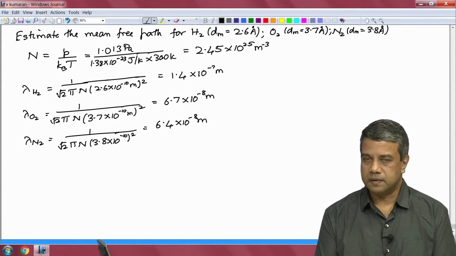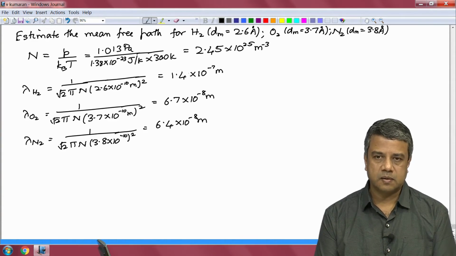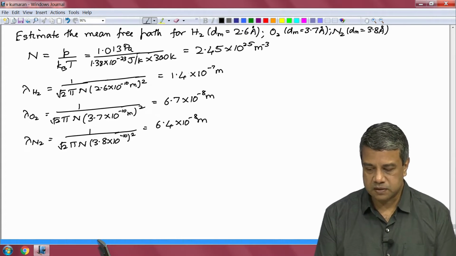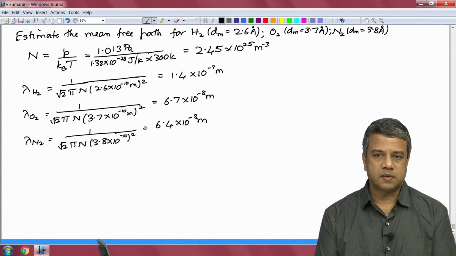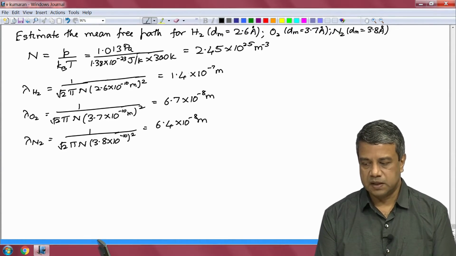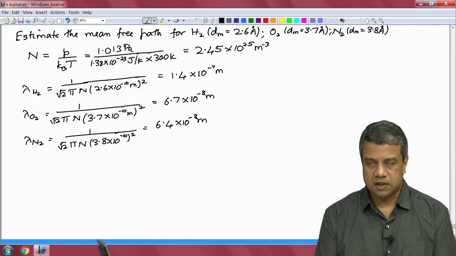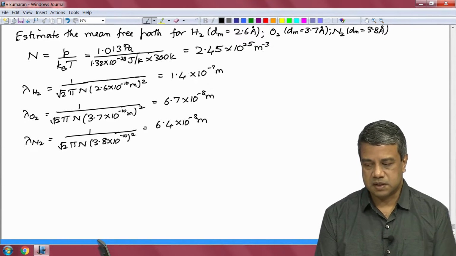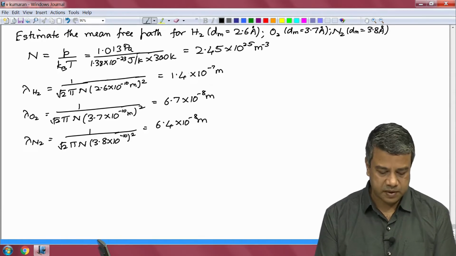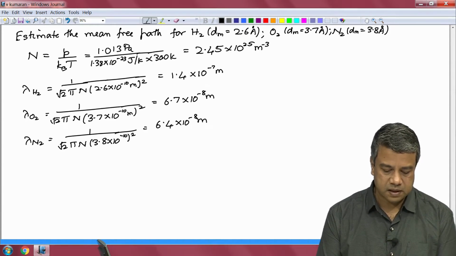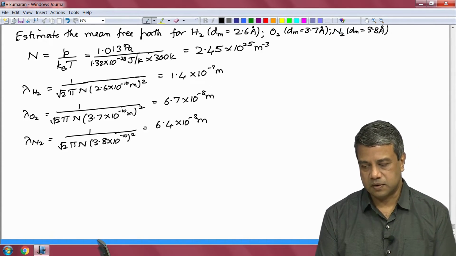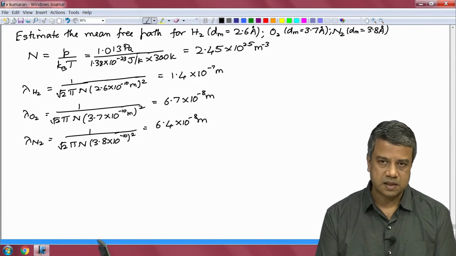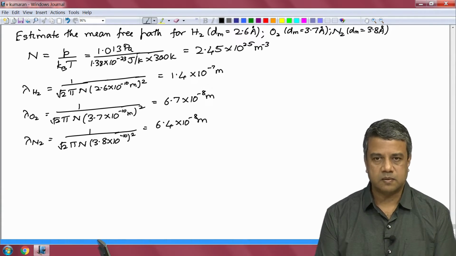If you recall, I had said earlier that continuum approximation is valid when this microscopic length scale is much smaller than the system size. So, for hydrogen at room temperature, the system size has to be much larger than 1.4 into 10 power minus 7 meters, and in oxygen and nitrogen it has to be much greater than about 6.7 into 10 power minus 8 meters. That is when the continuum approximation is valid.